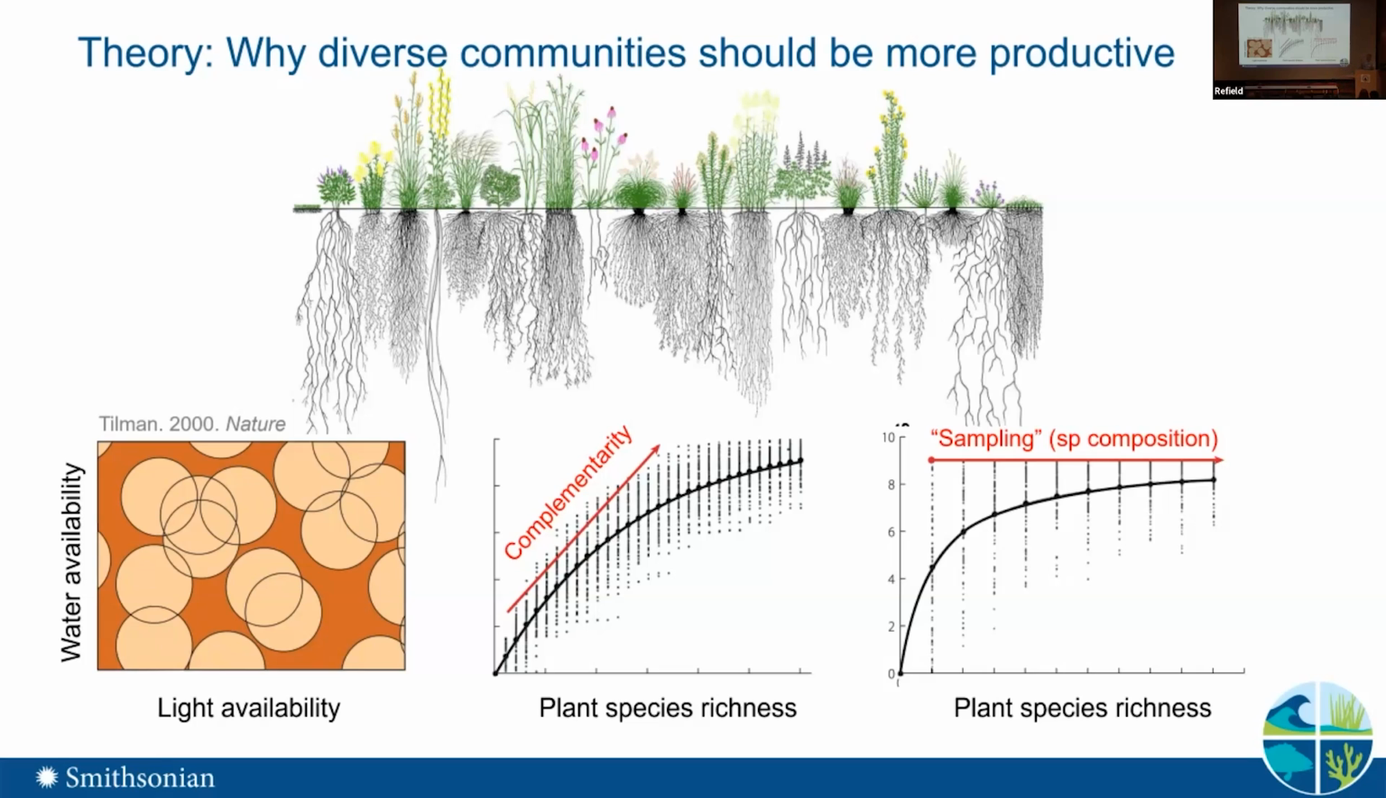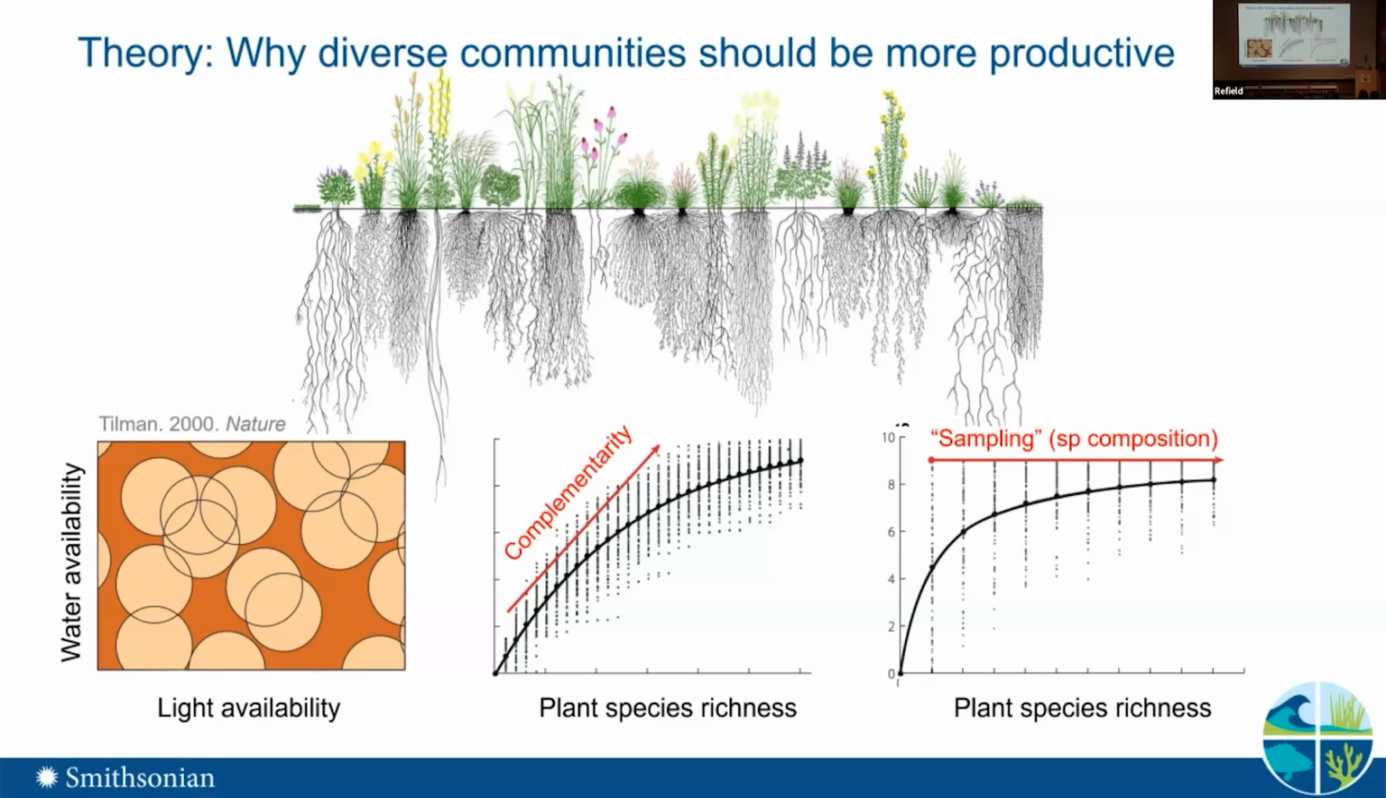So the environment is variable over time. When we combine this differentiation of species with the environment over time, the species begin to sort out into the different niches. And so there are 2 ways that diversity of a plant assemblage here can contribute to higher total community productivity. One is through complementarity.